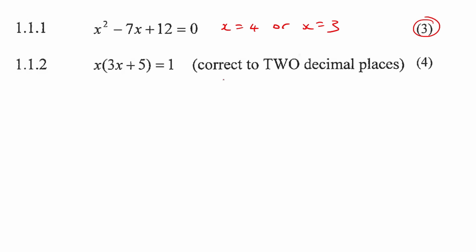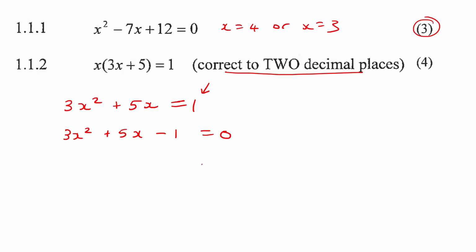This next one says correct to 2 decimal places. That tells us that we're not going to be able to factorize. We're going to have to use the quadratic formula. So the first thing I would do here is just multiply the x into this bracket. So that would give us 3x squared plus 5x equals 1. Now, to be able to use the quadratic formula, we need to bring this 1 over. So we're going to have 3x squared plus 5x take away 1 equals to 0.